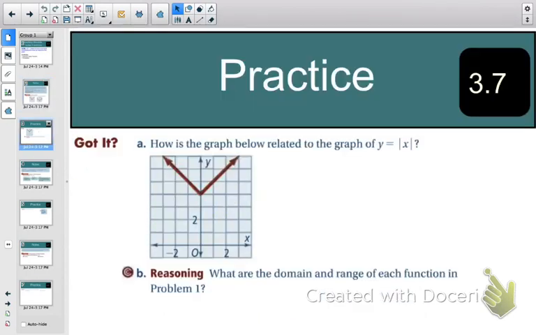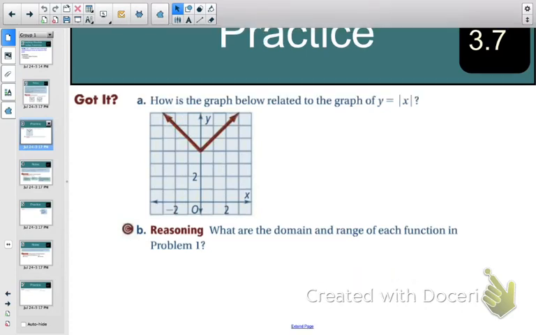All right, next. How is this graph related to the graph of y equals absolute value of x? This one has been shifted up, so our vertex is at 0, that's where we always start. This one has been shifted up 1, 2, 3, 4. So it's shifted up 4. That's the translation. If you were to write that equation, it would be absolute value of x, going up 4, so that's going to be a plus 4.